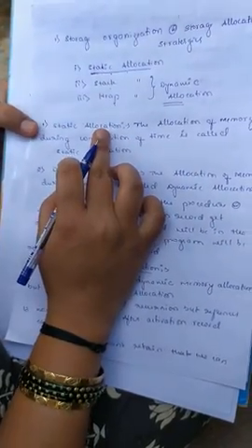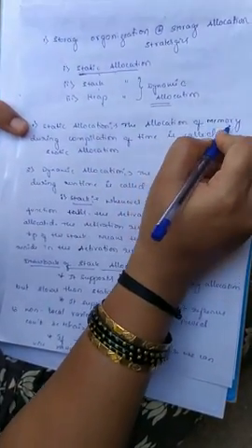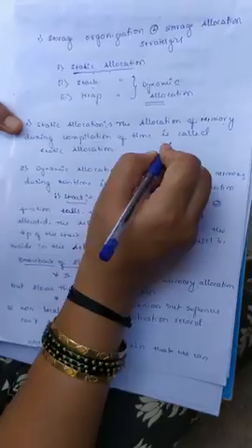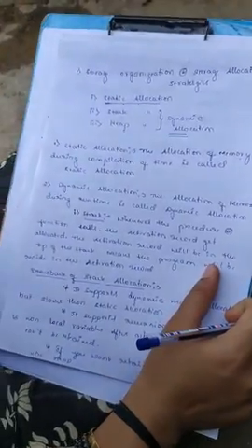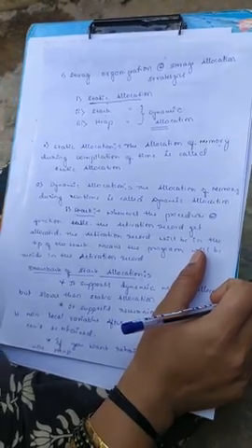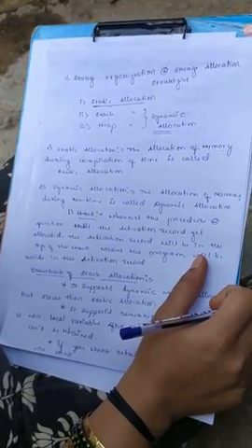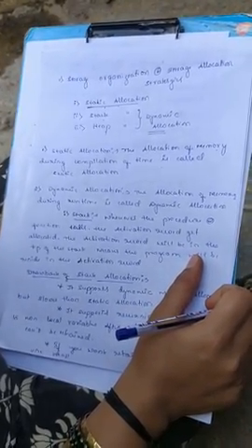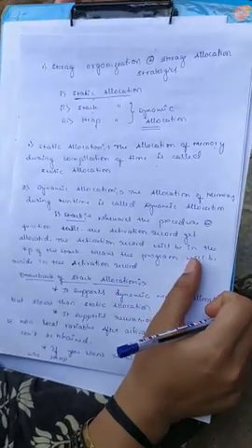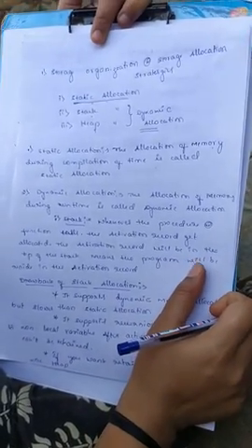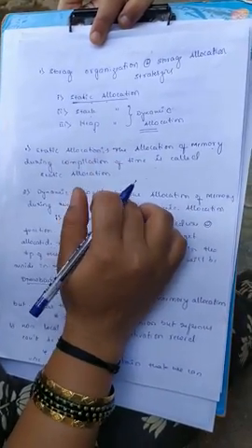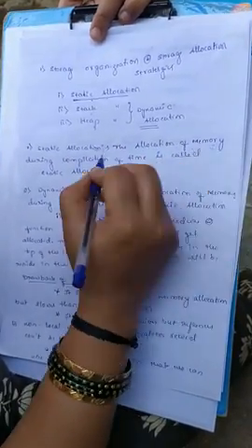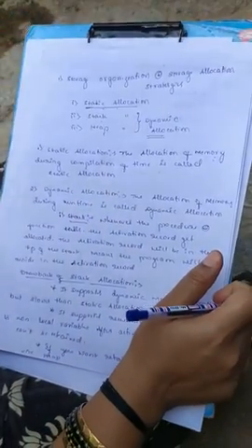When we come to static allocation, the allocation of memory during compilation time is called static allocation. You people already know about static allocation because you are in the 6th semester. We discussed the static and dynamic memory allocation many times, in data structures, C programming and so on. So once again I am going to tell the definition of static allocation and dynamic allocation. The allocation of memory during compilation time is called static allocation.